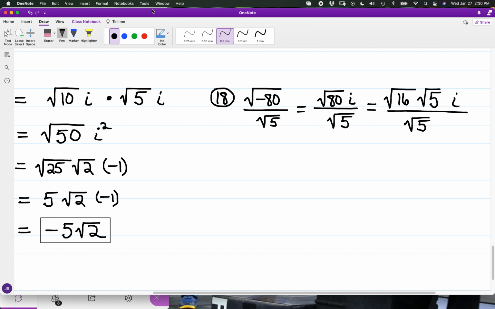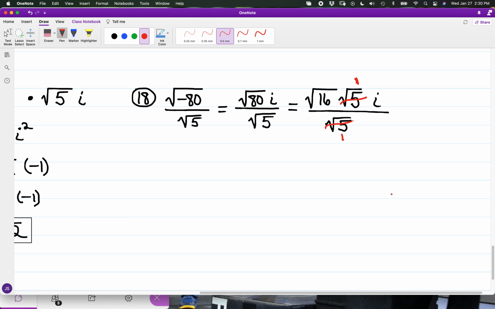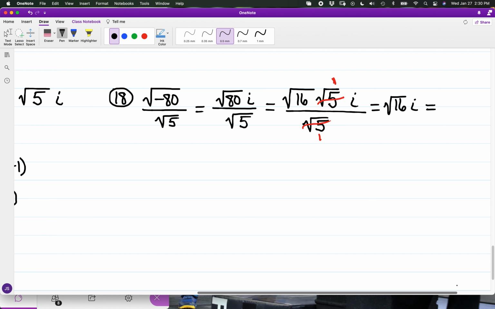And we have all over the square root of 5. Between the numerator and denominator, we can cancel out the square roots of 5. And so we have the square root of 16i, and for the square root of 16 multiplied by i, in the final result, this would become 4 times i.